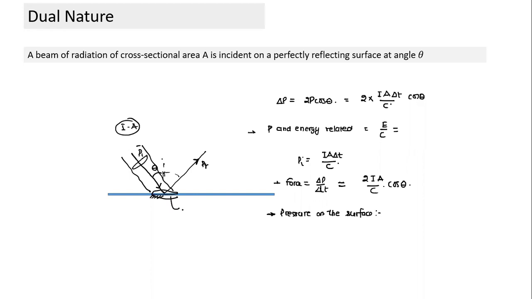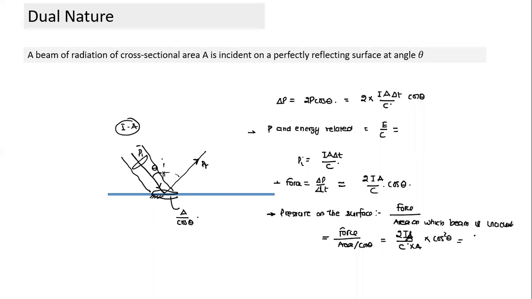Just now, some time back, we discussed that the area is equal to A by cos theta. So when you calculate pressure, I have to get force by the area on which the beam is incident. So how much is that equal to? That is equal to force divided by area by cos theta. It will become equal to 2IA by C into A into cos square theta. That's the pressure. It will become 2I by C cos square theta.